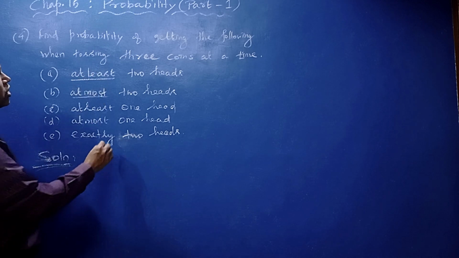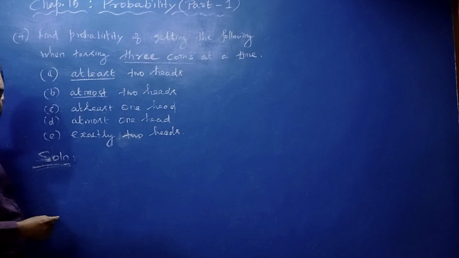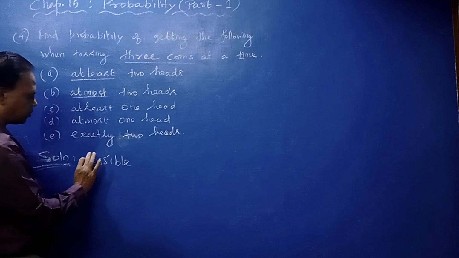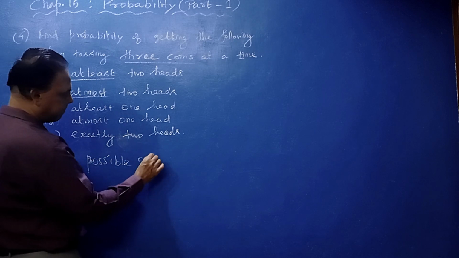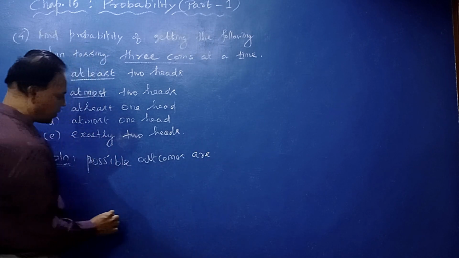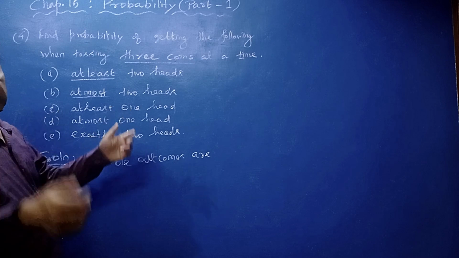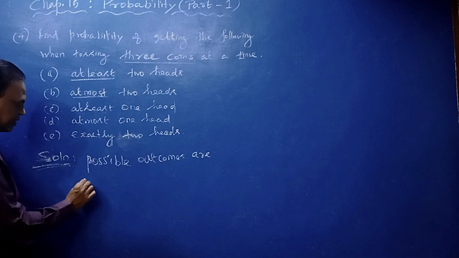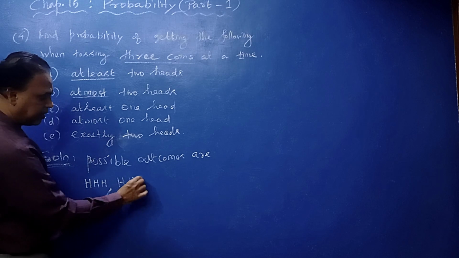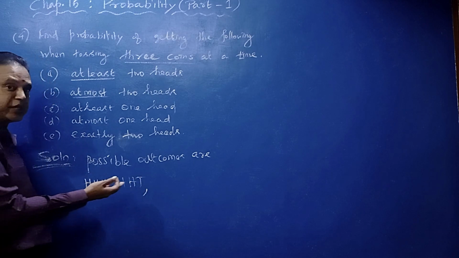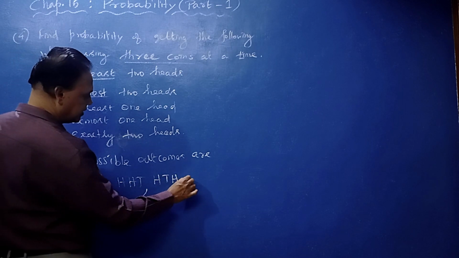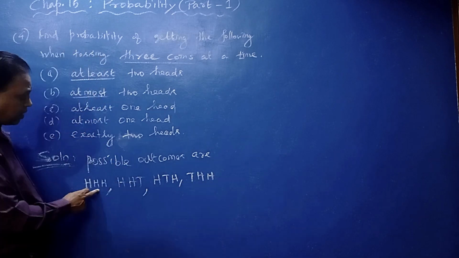3 coins tossing, what are the possible outcomes? Possible outcomes are, all the 3 coins after tossing. That means all 3 coins head may occur. Head, head, head. Then head, head, tail. Write in order, then only you can remember easily. Then head, tail, head. Then head, tail, tail. You see, remember.